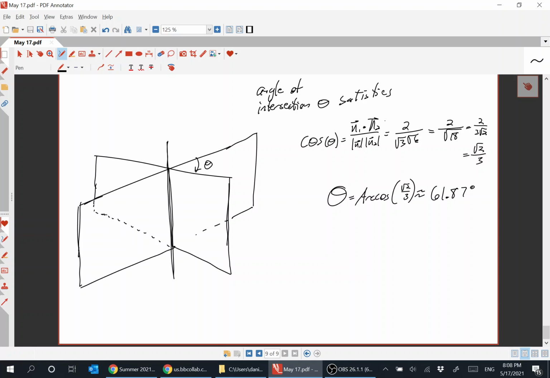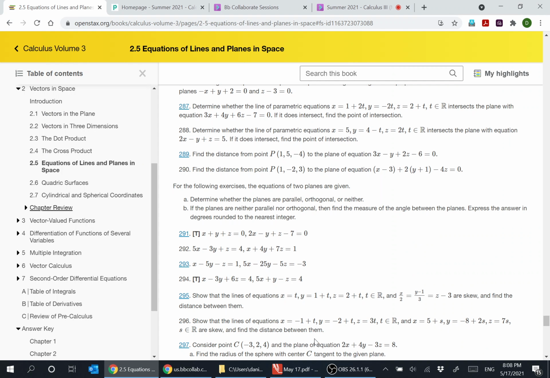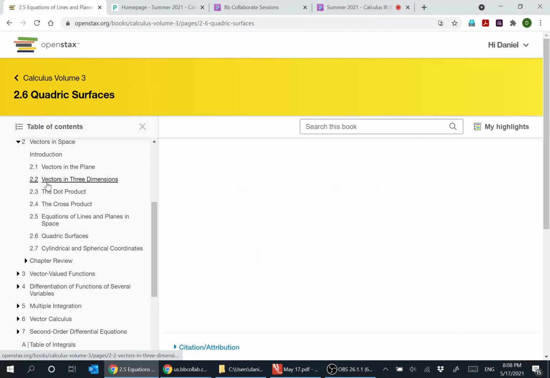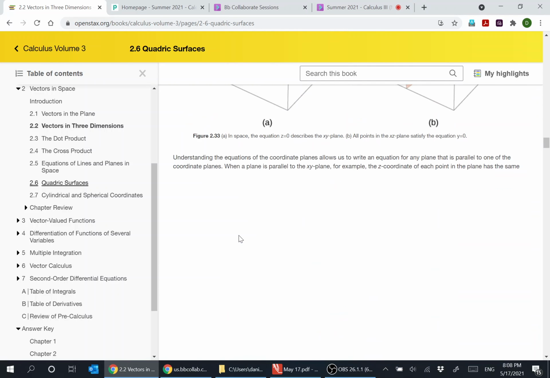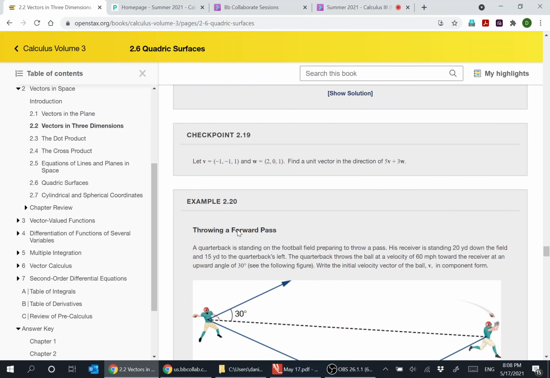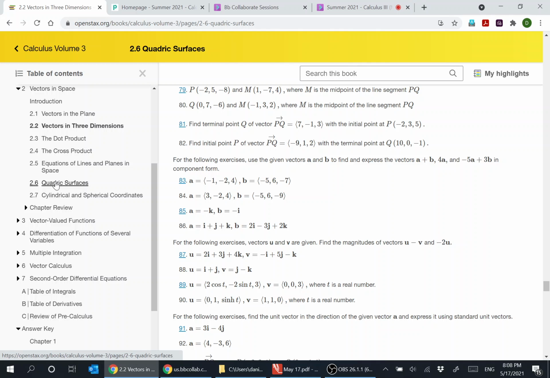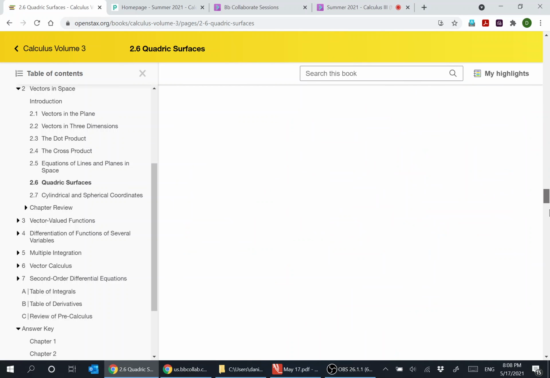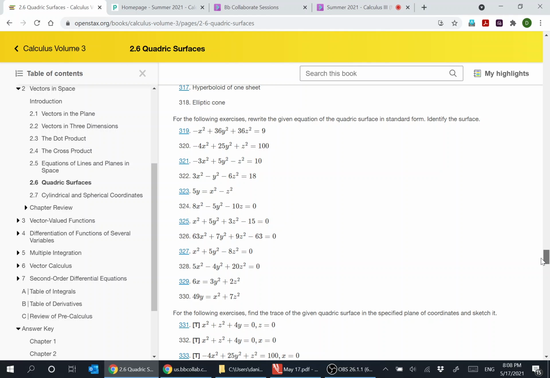So in section 2.6, I asked you to take a look at problems number, where are they? Oops, what did I do? Ugh. Problems number here.